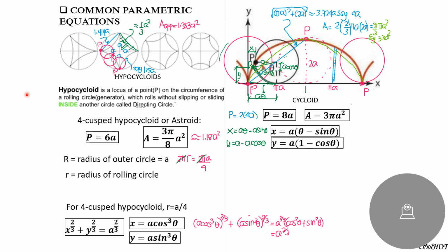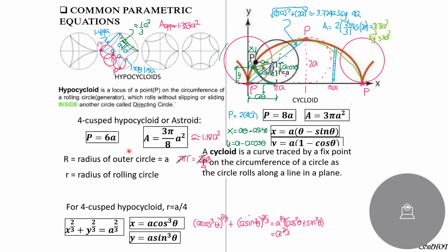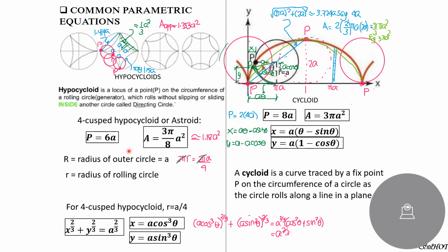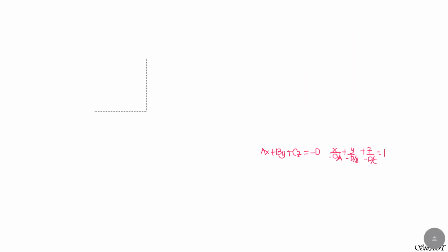And to memorize the formula for the area of a four-cusp hypocycloid, or astroid, you just divide that formula by 8. It becomes the area bounded by the four-cusp hypocycloid. So that is R equals a. And this is the definition of a cycloid. So that's it for that part.